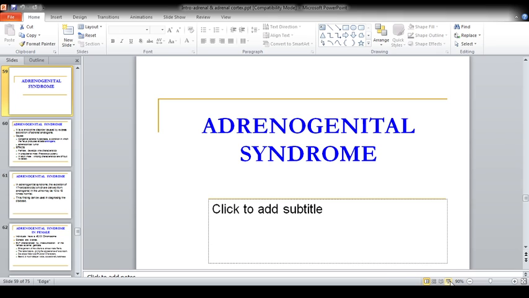So, as we were studying about the diseases of the adrenal gland, we've already studied about Cushing's disease, and now we're going to do the Adrenogenital Syndrome. This is a disease that is prevalent due to either overproduction or underproduction of the androgens. So let's talk about the adrenogenital syndrome.